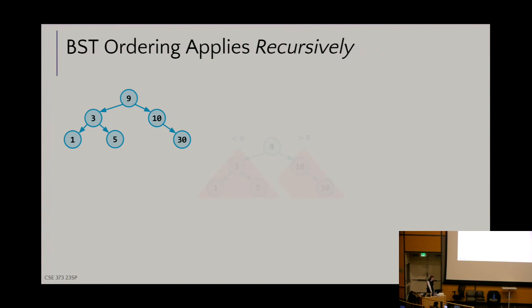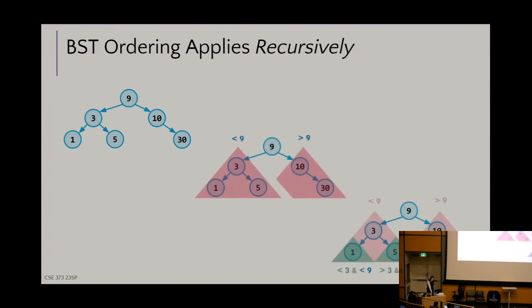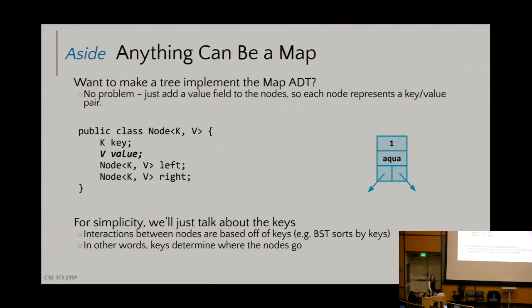But if we look at 3, 1 is less than 3, and 5 is greater than 3. But the collection of 1, 3, and 5 are all less than 9. And the collection of 10 and 30 are all greater than 9. But 30 is greater than 10. So on and so forth. So it's a recursive sort of definition. But what's really nice about it is that it gives us a deterministic way to move through the tree.